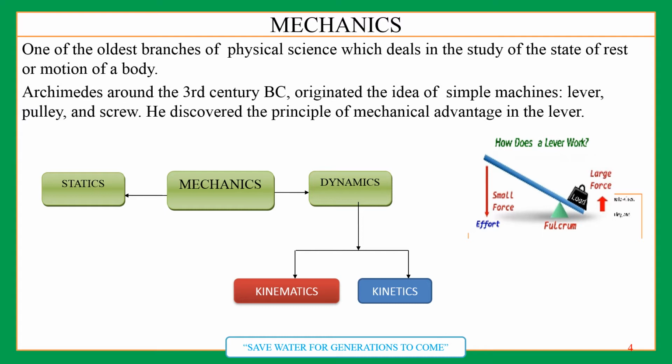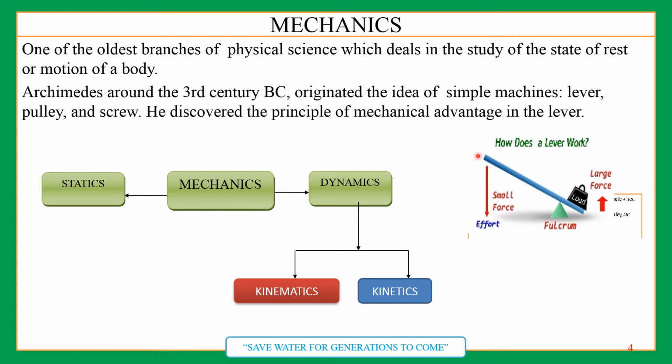So what was the first machine? The first machine about which we came to know was the lever. The idea of this lever, the first machine, was given by Archimedes around the 3rd century BC. And then pulley and screw. These are all simple machines.